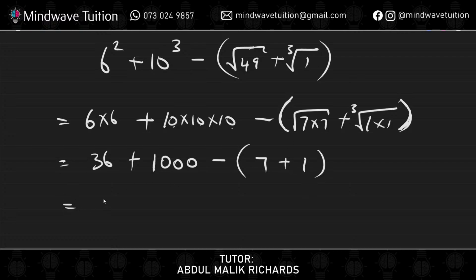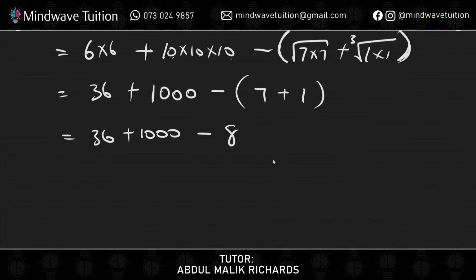So 36 plus 1,000 minus 7 plus 1 is 8. That's the last of the operations. So you just put your 8 down over there. So you see how the brackets fall away. And now we just have to do these together.